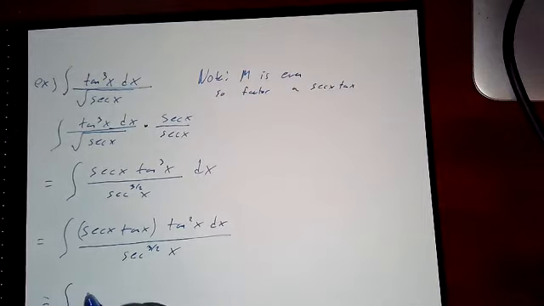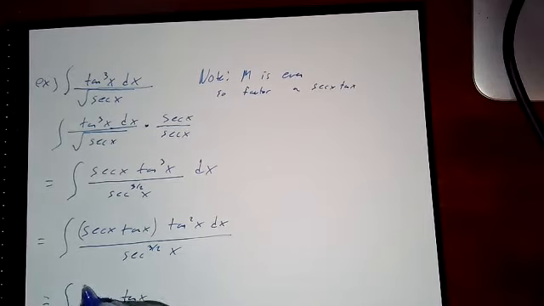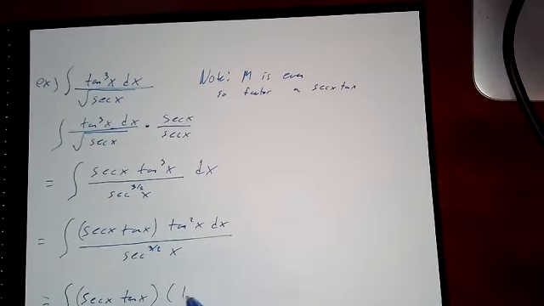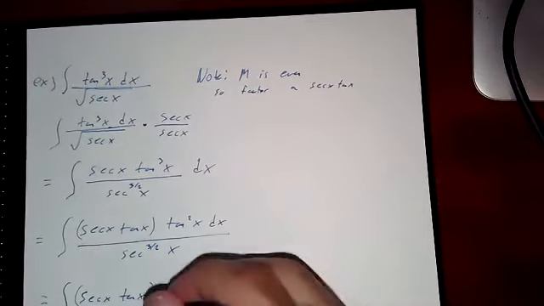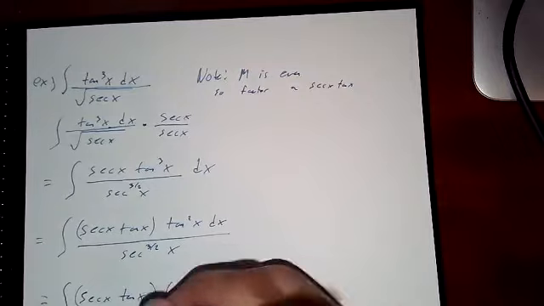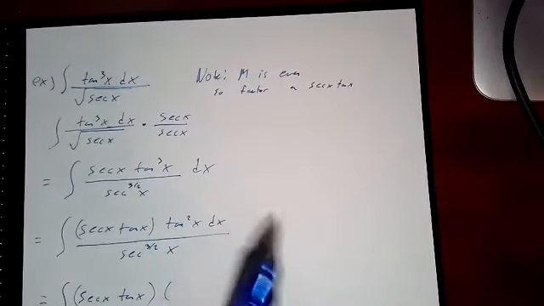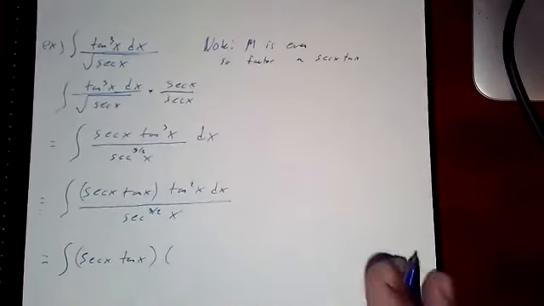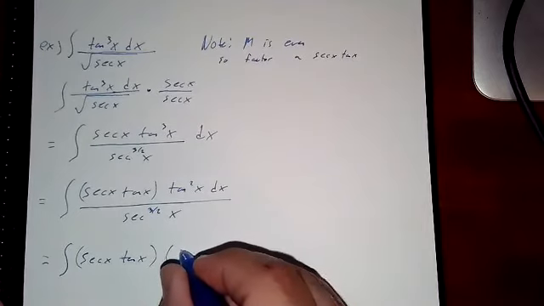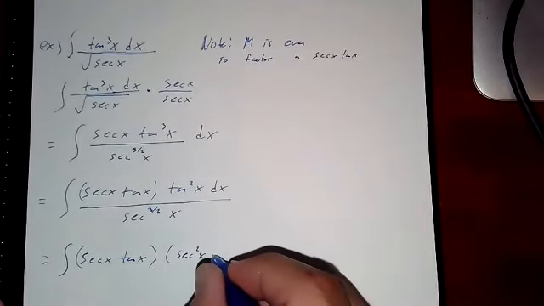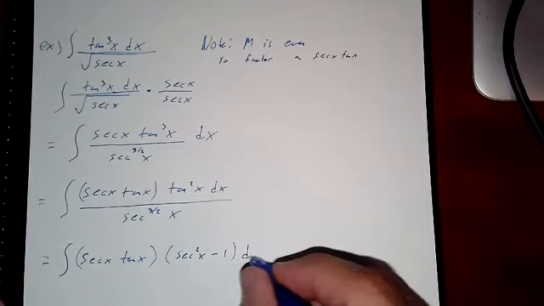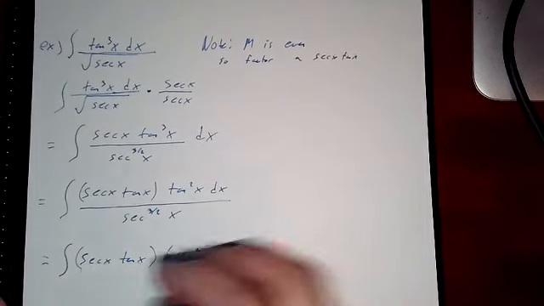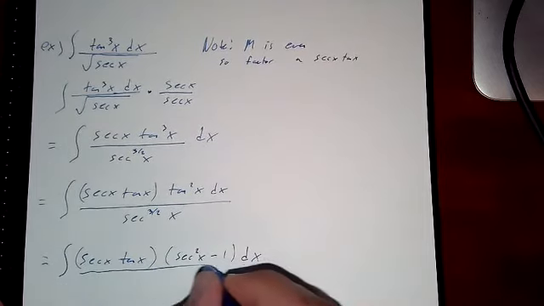Okay. So this will be secant x tangent x times 1 minus, no, sorry. Secant squared minus 1 is tangent squared. Right? Secant squared x minus 1 dx over this nonsense.